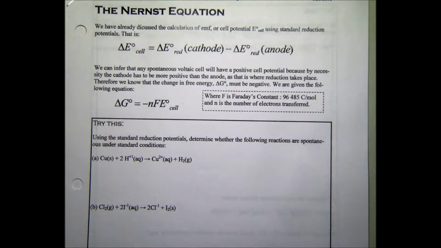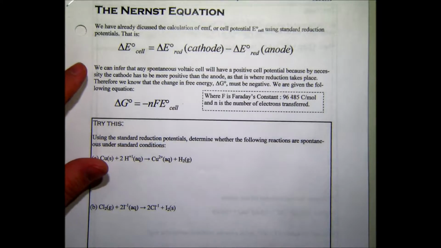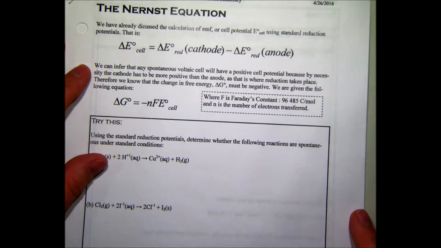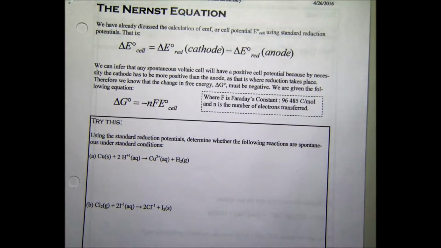So in this lesson, we're going to have a look at the Nernst equation, which falls under the umbrella of electrochemistry. What we've done already is look at how to calculate the cell potential, how to determine the cathode and anode, and obviously look at oxidation numbers and balancing redox equations.